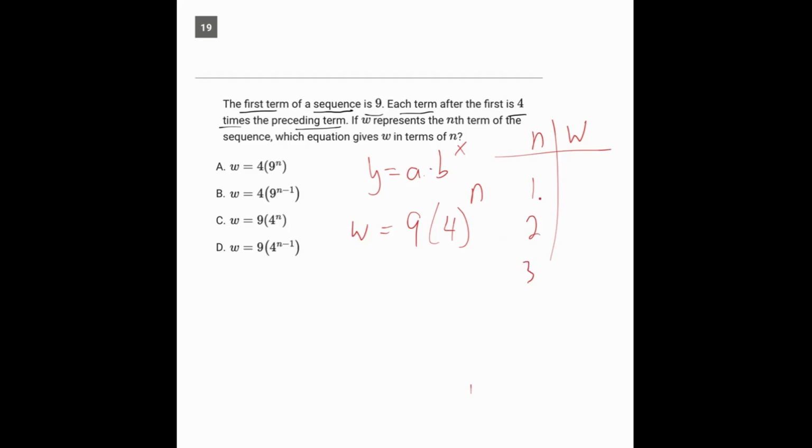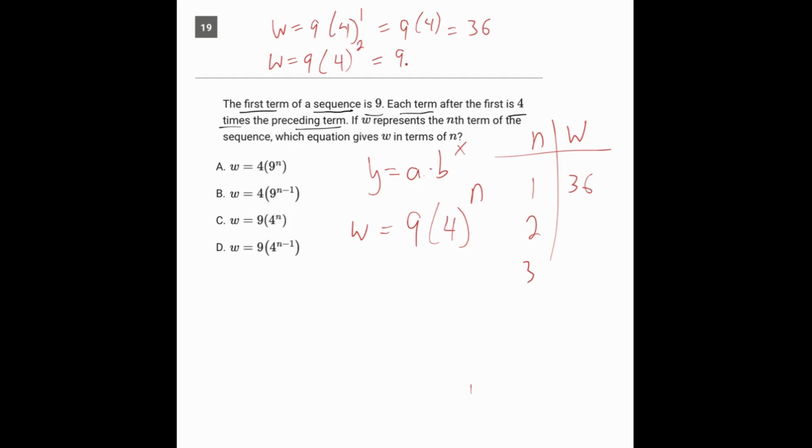And let's just go to the first couple of terms here. When N is 1, we would have W equals 9 times 4 to the 1. And that's 9 times 4, and that's 36. So we needed the first term to be 9, and it ended up being 36. If we go ahead and do the second one anyway, that would be 9 times 4 to the 2.